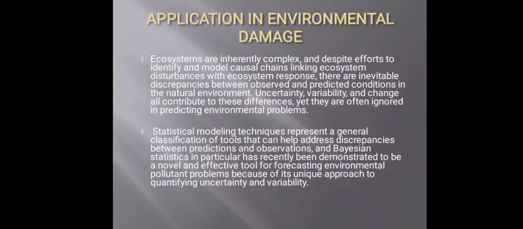Application in environmental damage. Ecosystems are inherently complex, and despite efforts to identify and model causal chains linking ecosystem disturbance with the ecosystem response, there are inevitable discrepancies between observed and predicted conditions in the natural environment. Uncertainty, variability, and change all contribute to these differences, yet they are often ignored in predicting environmental problems.